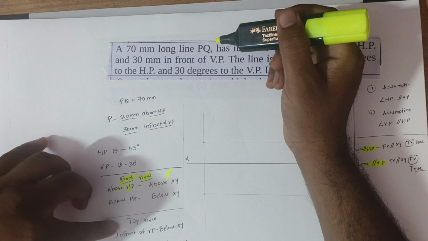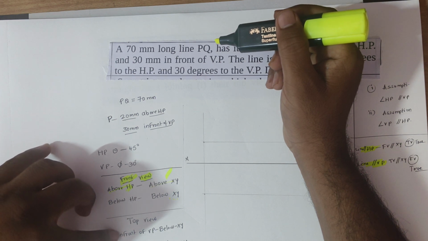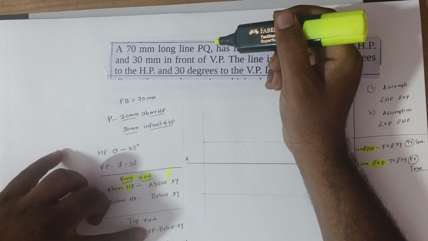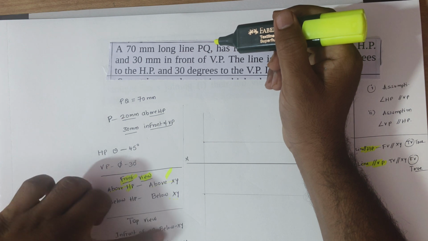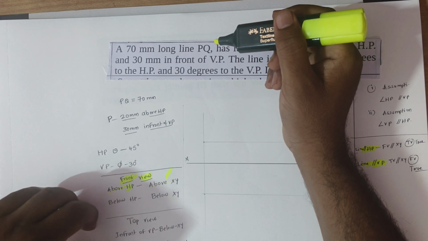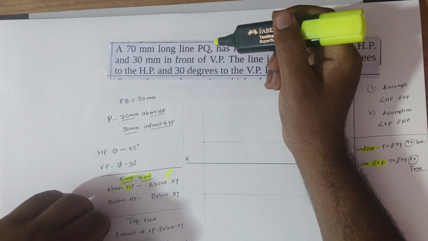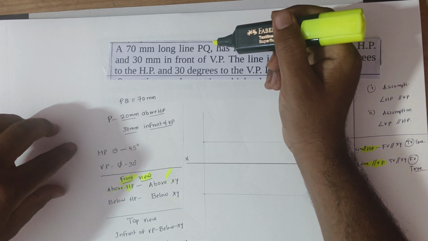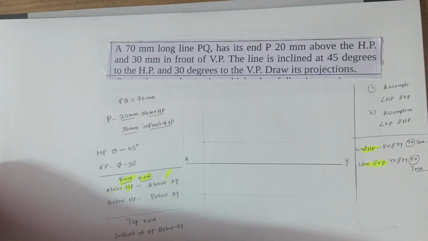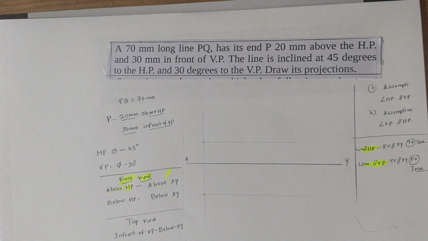But when it comes to the top view, if the point is in front of the VP, the respective top view will come below the XY. If the point is behind the VP, the respective top view will come above the XY. I can explain with an example.